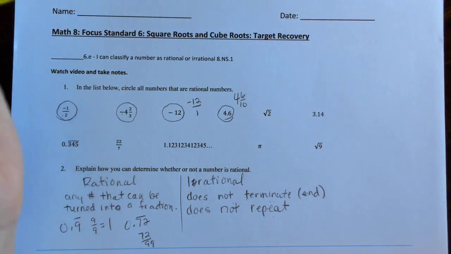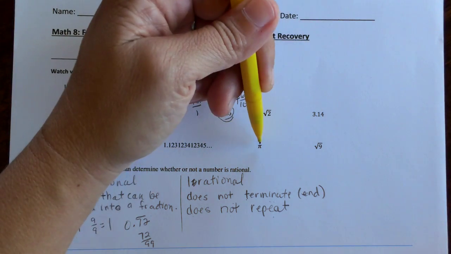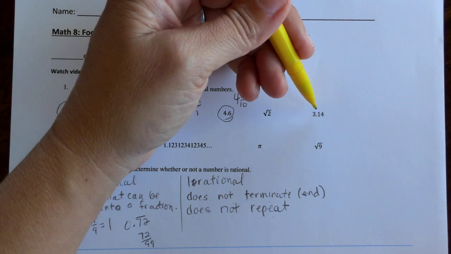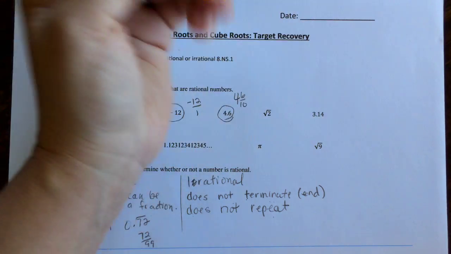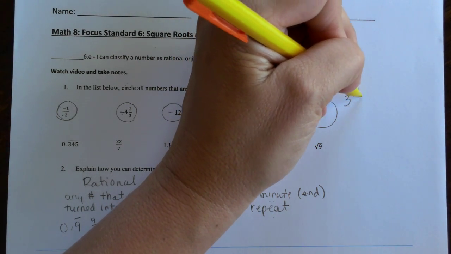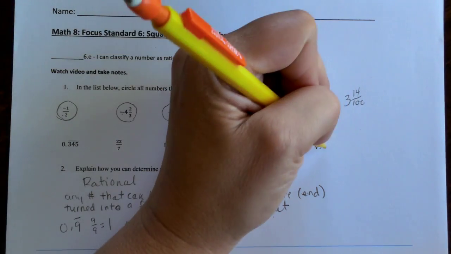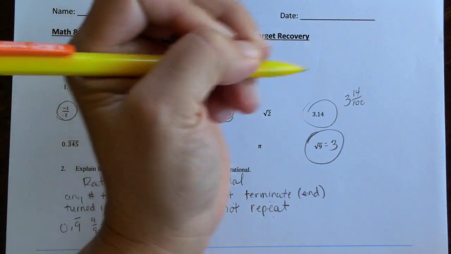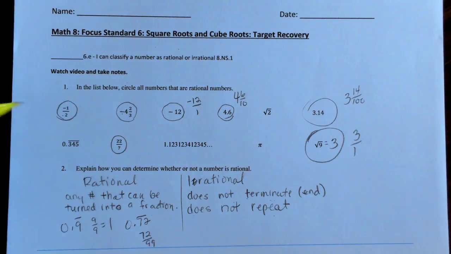3.14 is terminating. It does not say it goes on and on forever. Do not get that confused with pi. That is just a terminated number that is similar to pi, but it's still not pi because it's not going on and on. So it is rational because it can be 3 and 14/100ths. The square root of 9 is the same number as 3, and therefore it's rational because 3 can be represented as 3 over 1. The number 22 over 7 is already a fraction, so it's rational.